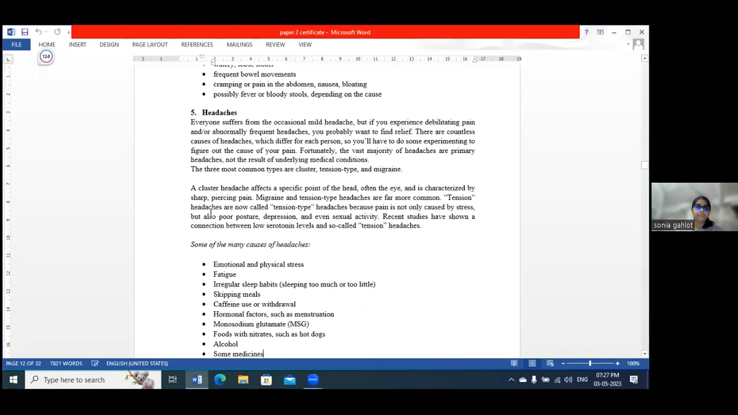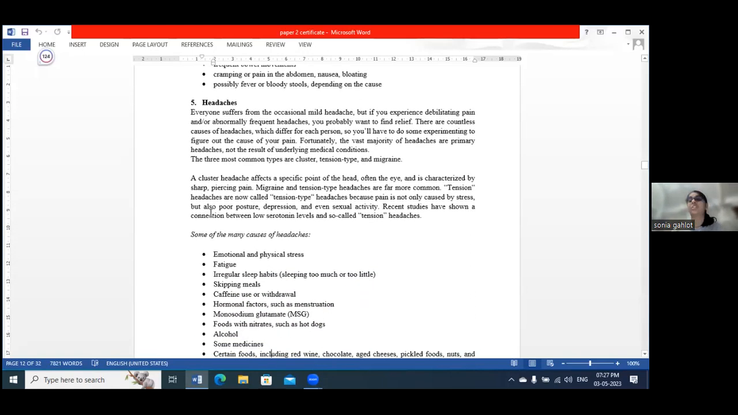The fifth one is headaches, which is a very common illness; everybody might have had a mild headache. Now, the reasons for these headaches are many. There are three types of headache: the first is the cluster headache, the second is the tension type headache, and the third one is migraine. Now, all these three types of headaches are different.